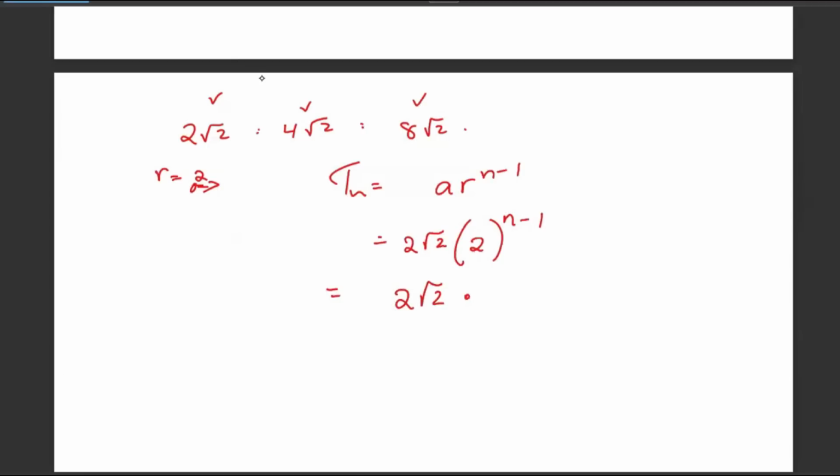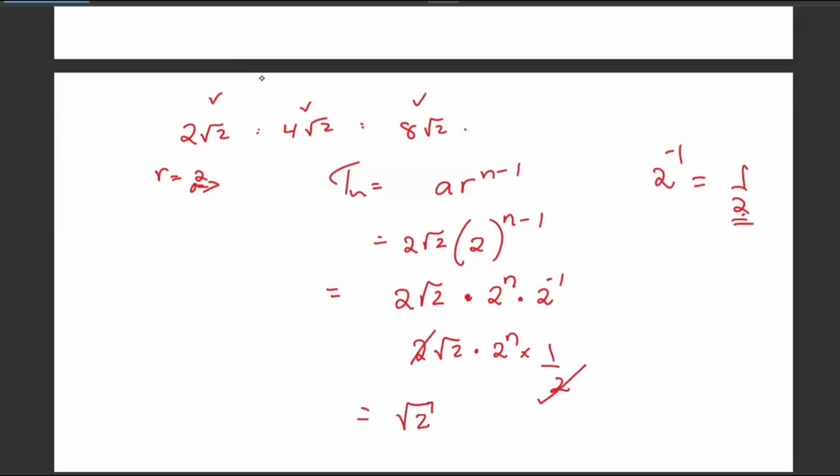Then if I am to split this up, it will be 2 square root of 2 multiplied by 2 to the exponent of n and then 2 to the exponent of negative 1. But we know that anything with a negative exponent can be written as a fraction. So it's 2 root 2 times 2 to the n times a half. So this 2 cancels that, meaning that we are just left with square root of 2 multiplied by 2 to the n. Isn't that what the question gave us?